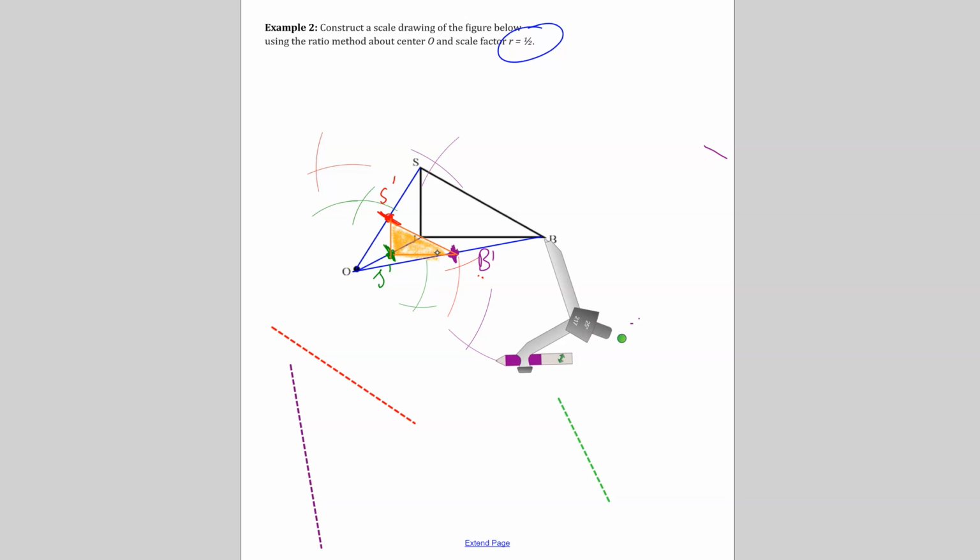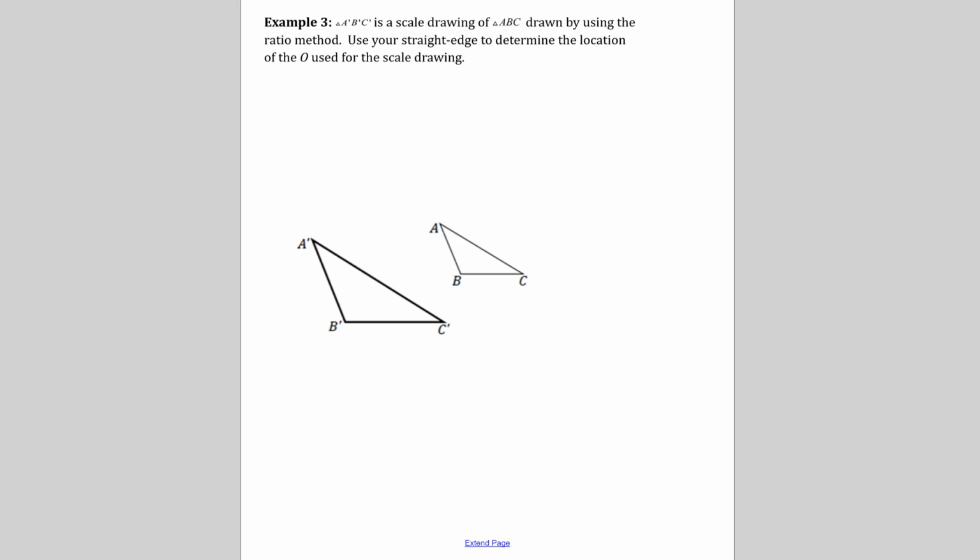All right, last but not least, example number 3. By far the easiest version. This is really kind of the work backwards version of this question. They're given the image and the pre-image. Again, remember when talking about this, this is the pre-image. This is the image. So pre-image is the original, image is the new. And we want to find the center of dilation. We're looking for the location of O. Where is the center of dilation?